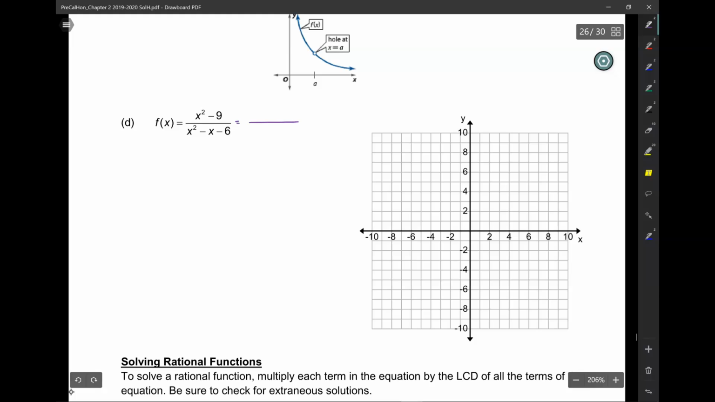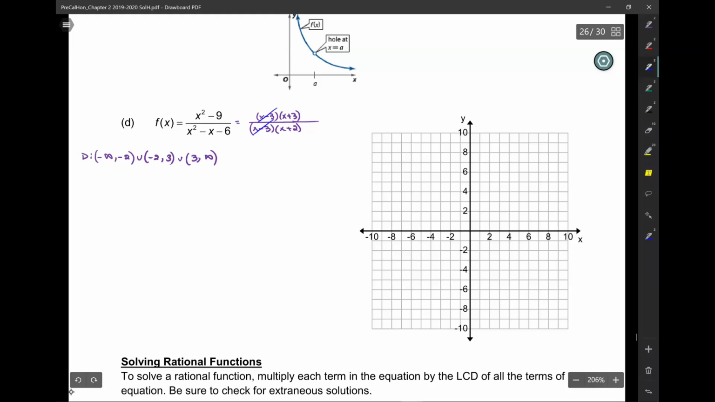When I factor, I get x minus 3, x plus 3, over x minus 3, x plus 2. Now, before I start canceling things out like crazy, what's the domain? It can't be 3 or -2, right? Those are both discontinuities. So it's -infinity to -2, -2 to 3, 3 to infinity. So you do the domain before you cancel. I do, because then I don't want to falsely eliminate things.